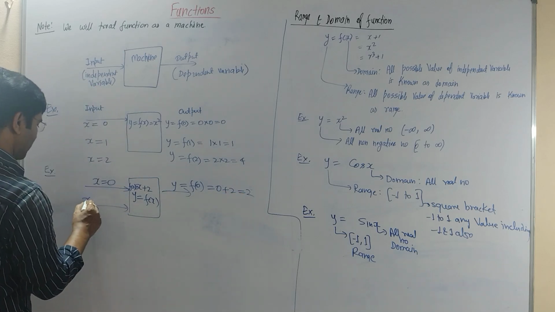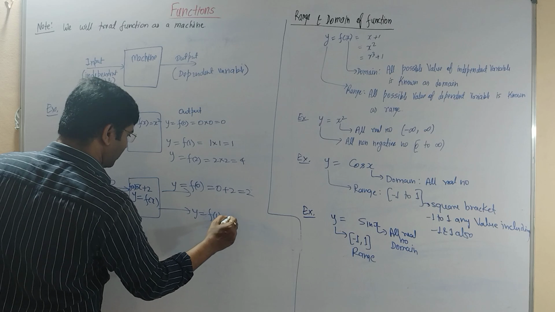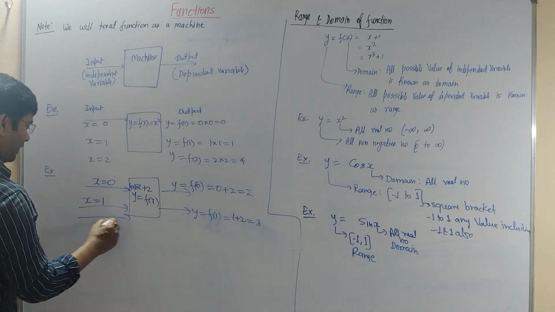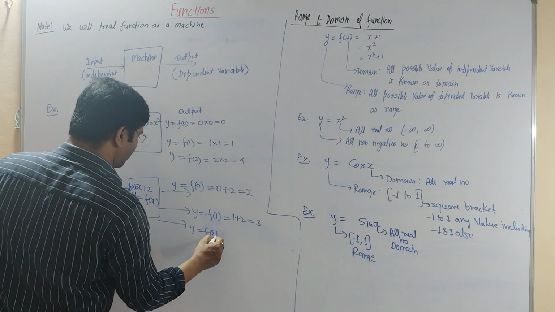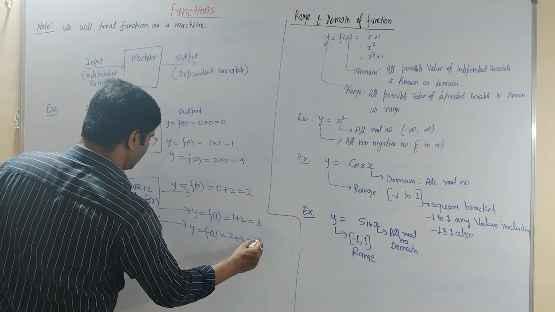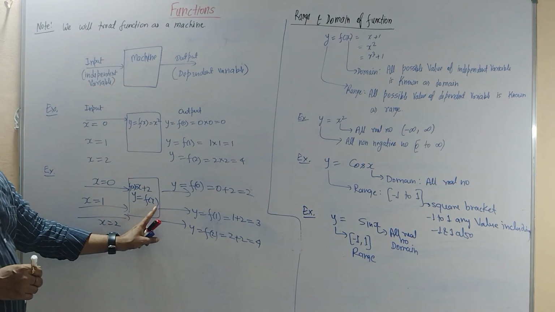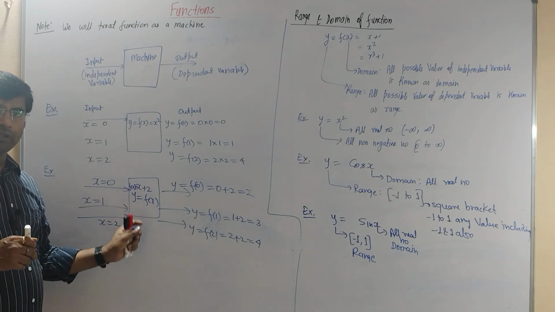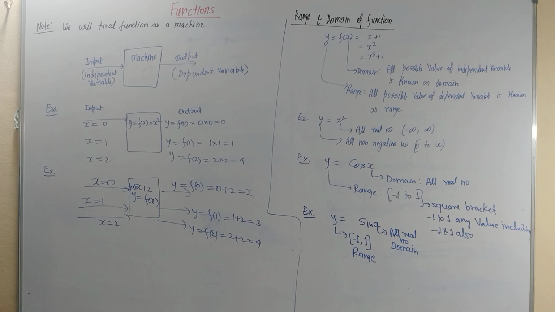If you put here x equal to 1, output you will get y equal to f(1) equal to 1 plus 2, that is equal to 3. If you put here x equal to 2, output you will get y equal to f(2), that is equal to 2 plus 2 equal to 4. Okay, so here input you have to put, output you will get accordingly. So this function is also treated like a machine.